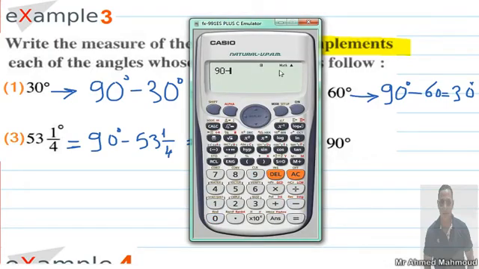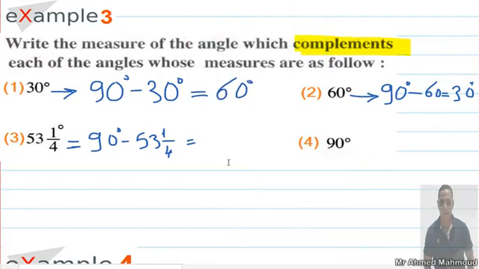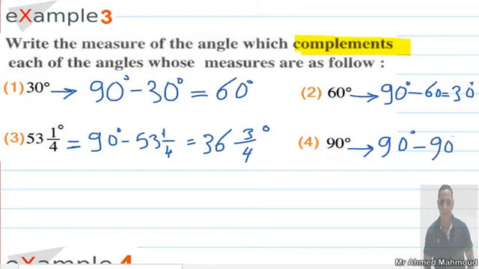90, don't forget shift fraction, 53 and 1 over 4, it's equal shift fraction, 36 and 3 quarters. It will be 36 and 3 quarters degrees. Finally, if the first angle equals 90, then the second angle is 90 minus 90 equals 0 degrees.